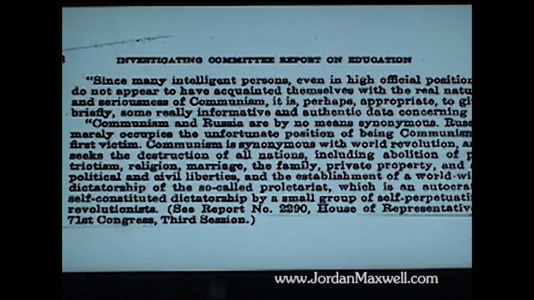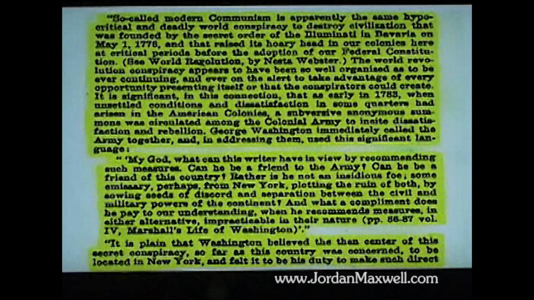Communism and Russia are by no means synonymous. Russia merely occupies the unfortunate position of being communism's first victim. Communism is synonymous with world revolution and seeks the destruction of all nations, including abolition of patriotism, religion, marriage, the family, private property, and all political and civil liberties, and the establishment of a worldwide dictatorship of the so-called proletariat, which is an autocratic, self-constituted dictatorship by a small group of self-perpetuating revolutionists. So this is what we're talking about tonight, the communist movement, world communism.